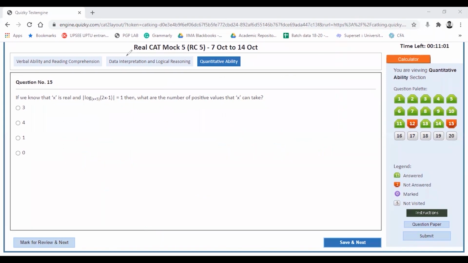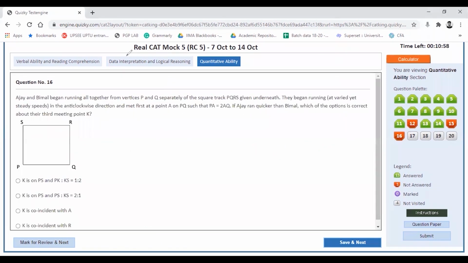Okay, so what do I have for this question? A and B began running altogether from vertex P. A and B, on square PQRS given underneath, began running at very steady speeds in the anti-clockwise direction. They are running this way, and first met at point A, such that PA is equal to 2AQ. PA is equal to 2 times AQ, so this is 2 ratio, this is 1 ratio. If Ajay ran quicker than Bimal, which of the options is correct about their third meeting point?